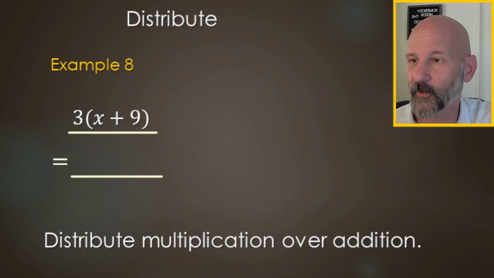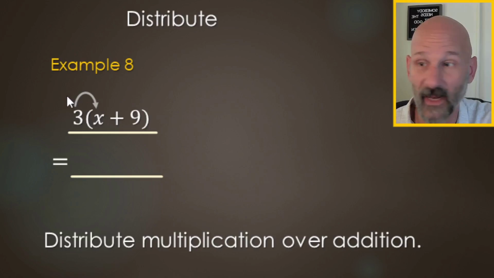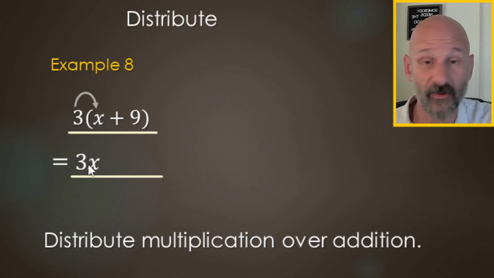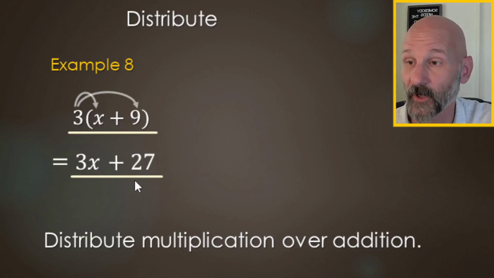Together. Okay, here we go. Example, 3 times x, and then we'll do 3 times 9. So the 3 gets multiplied to both of these terms here. We're multiplying over addition here. So 3 times x is 3x. And then we have 3 times 9. 3 times 9, well, that makes 27. So there we go there.